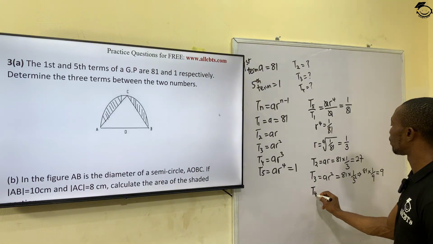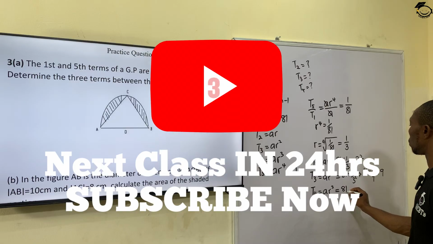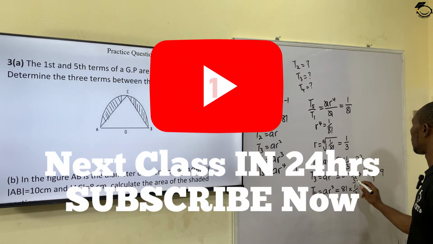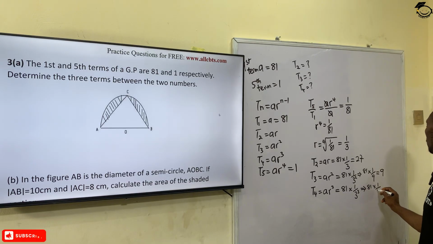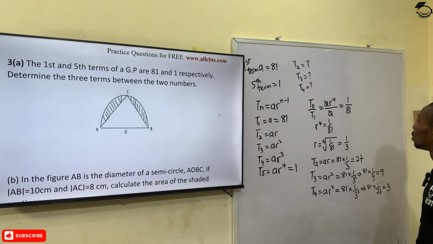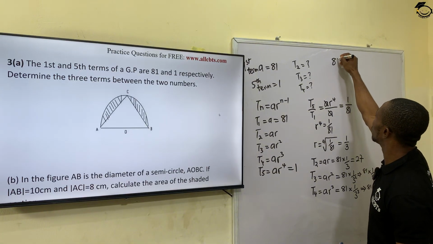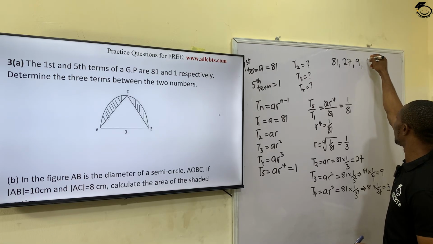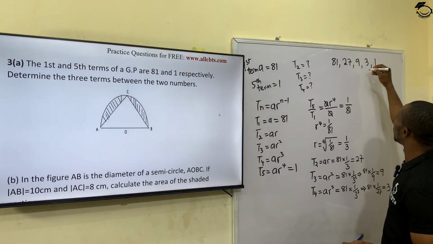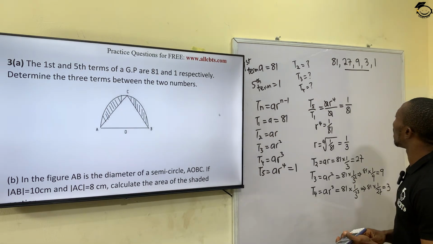And T4, which is AR raised to power 3, equals 81 times 1 over 3 cubed, which gives us 81 times 1 over 27. So our T4 would be 3. So our sequence becomes 81, 27, 9, 3, and 1. So the 3 missing terms there are 27, 9, and 3.